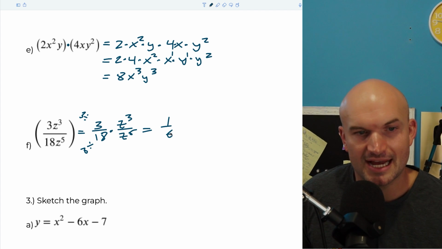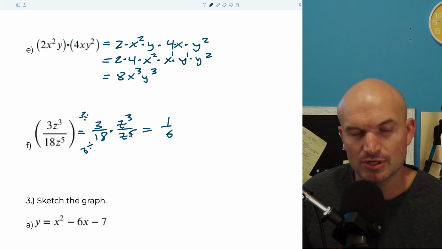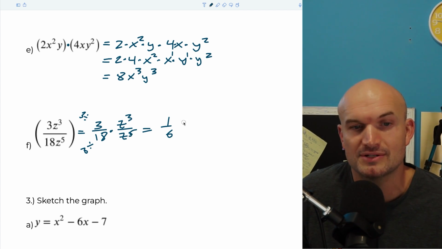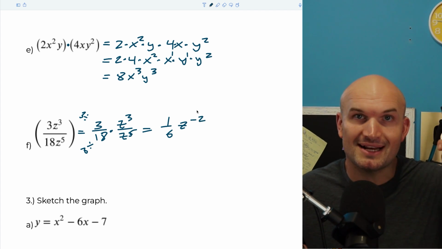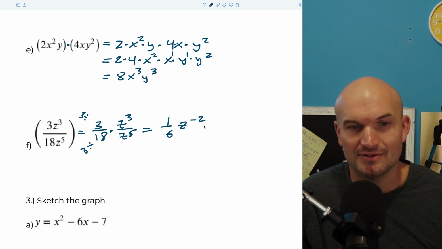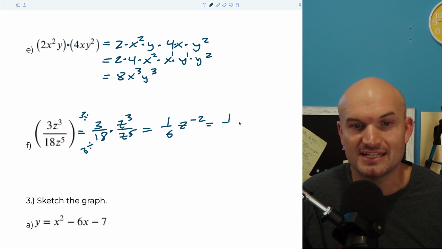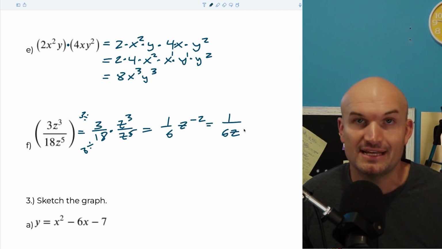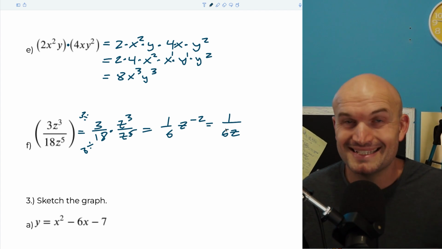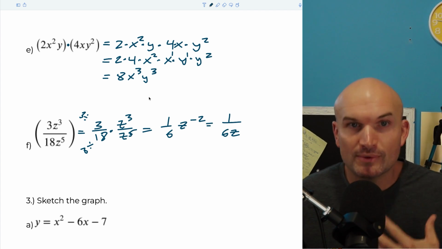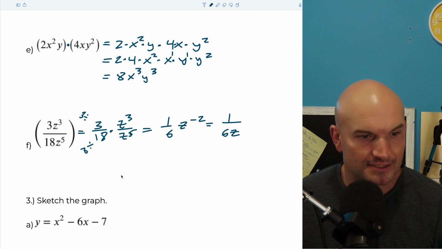And then in this case, I can rewrite z cubed over z to the 5th. Remember, subtract the powers. So that's going to be z to the negative 2nd power. And remember, we can rewrite a negative as a reciprocal. So therefore, I can rewrite my final answer as 1 over 6z squared, right? It's now going to go in my denominator. So that's just a good review of your rules of exponents.